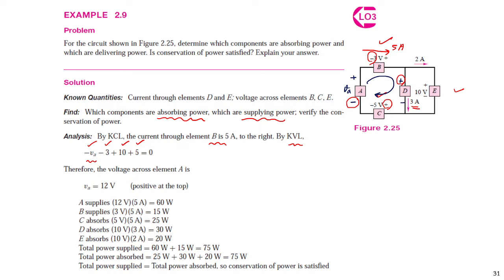But I usually find that it's always a mistake when you do the exam. Just do many exercises to avoid that. Then we get VA of 12 volt. VA here is 12 volt.